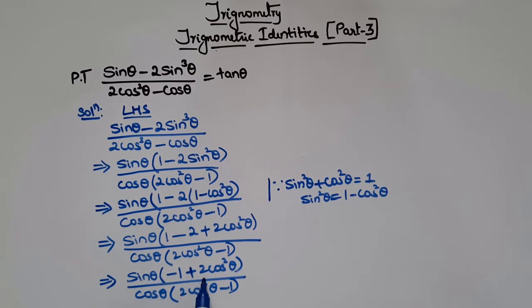So now if you see here, we have 2 cos square theta minus 1, and in denominator we have 2 cos square theta minus 1. So this and this will get cancelled, right? We are left with sin theta by cos theta. We know sin theta by cos theta is nothing but tan theta, which is equal to your RHS.